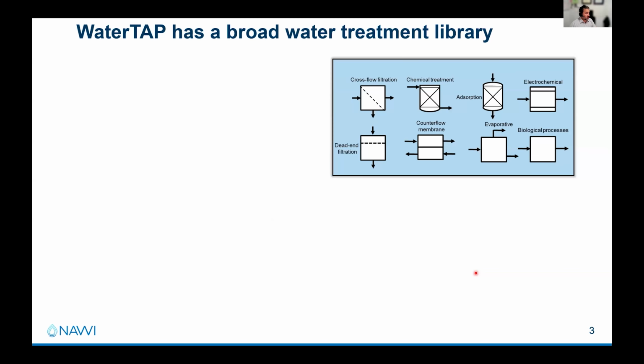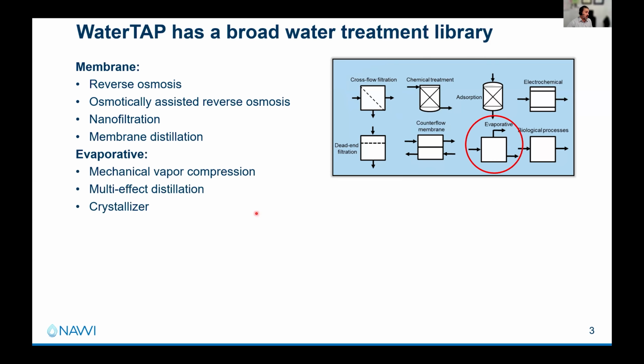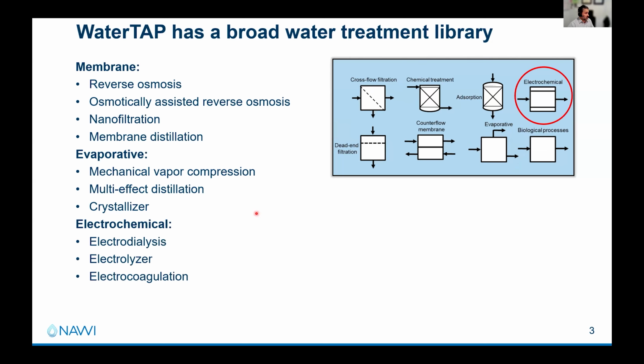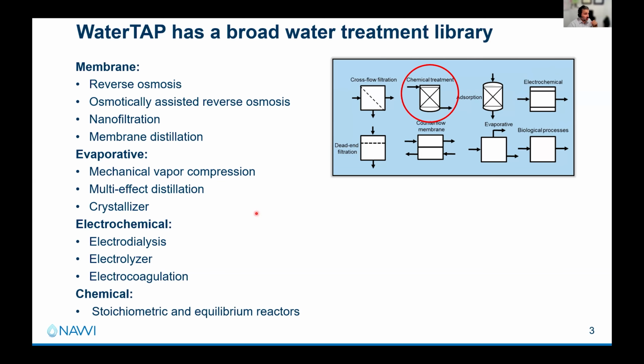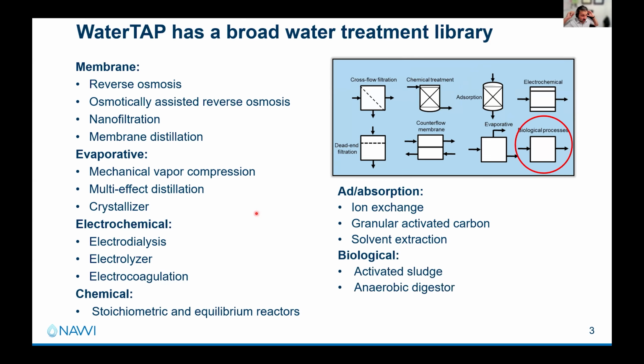Over the years, we started off with a very simple RO model. We quickly moved on to adding more complexity to that RO model, followed by osmotically assisted RO, nanofiltration, membrane distillation. We have models for mechanical vapor compression, MED, crystallizers, electrochemical models, so electrodialysis, electrolyzers, electrocoagulation, chemical reactors, ion exchange, granular activated carbon, solvent extraction. We have even biological models, activated sludge reactors, anaerobic digestion.